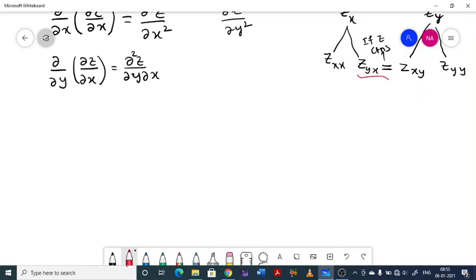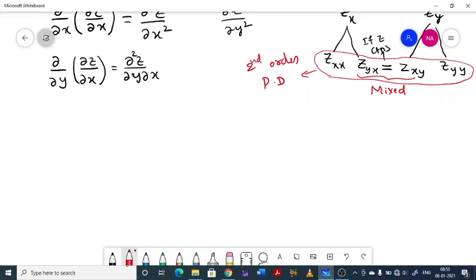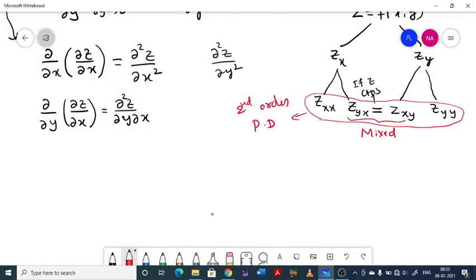And these two are called, as I said, mixed derivatives. And these derivatives are called second order partial derivatives. And these two are called first order partial derivatives.